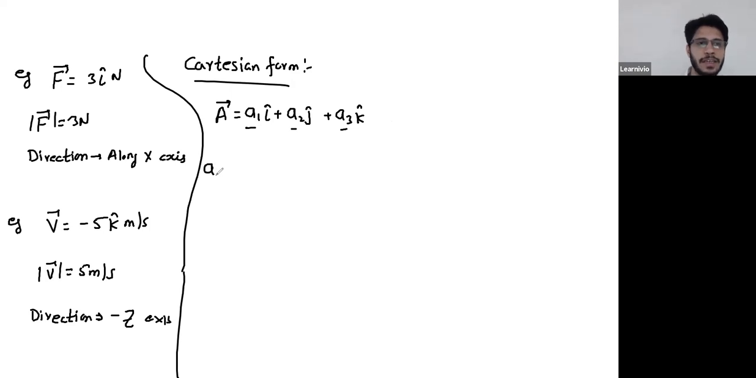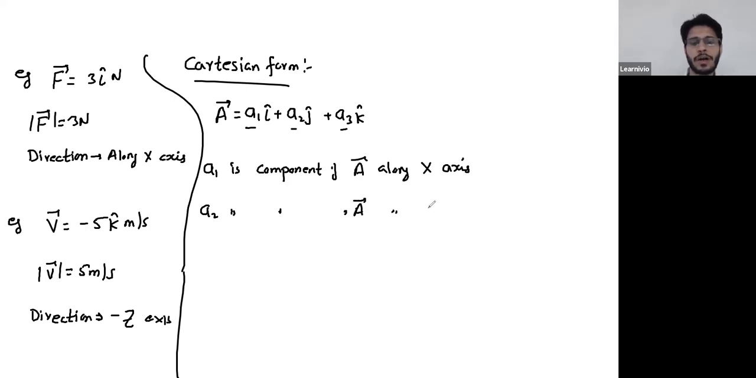So we write this as A1 is component of vector A. Component means part of vector A along x-axis. A2 is component of vector A along y-axis. A3 is component of vector A along z-axis. So these are the components. Component means part of vector A which is acting along x-axis is A1. Part of vector A which is acting along y-axis is A2 and along z-axis is A3.